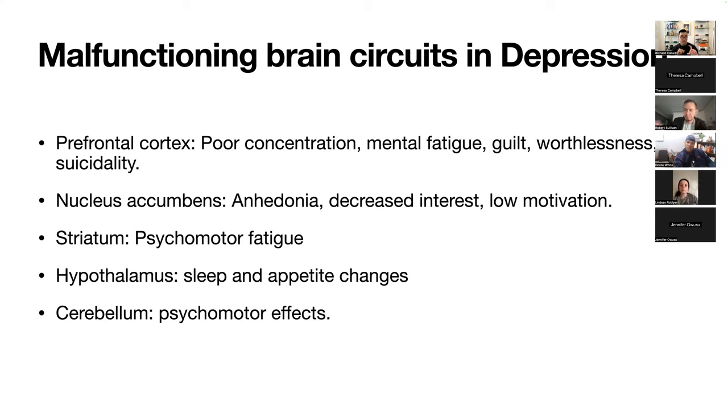All right. Hypothalamus, that's sleep and appetite changes. So that affects your hypothalamus. Someone has hypersomnia, sleeping too much, or insomnia, not able to fall asleep. Appetite changes. Are they eating too much or are they eating too little? Some people have the opposite. I know some people who are depressed, and when they're depressed, they try to cope with eating too much. Some people who are depressed don't want to eat. So it really depends on the patient.